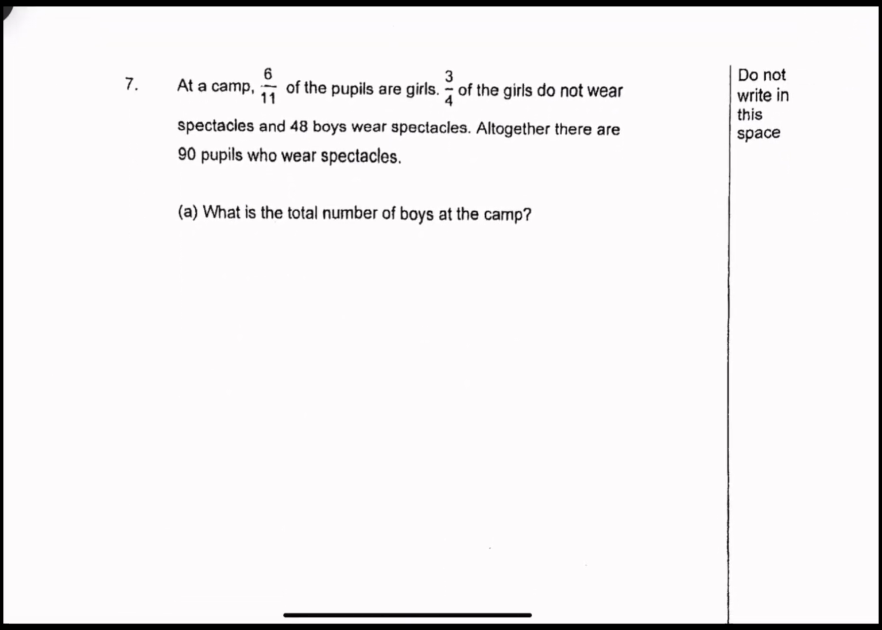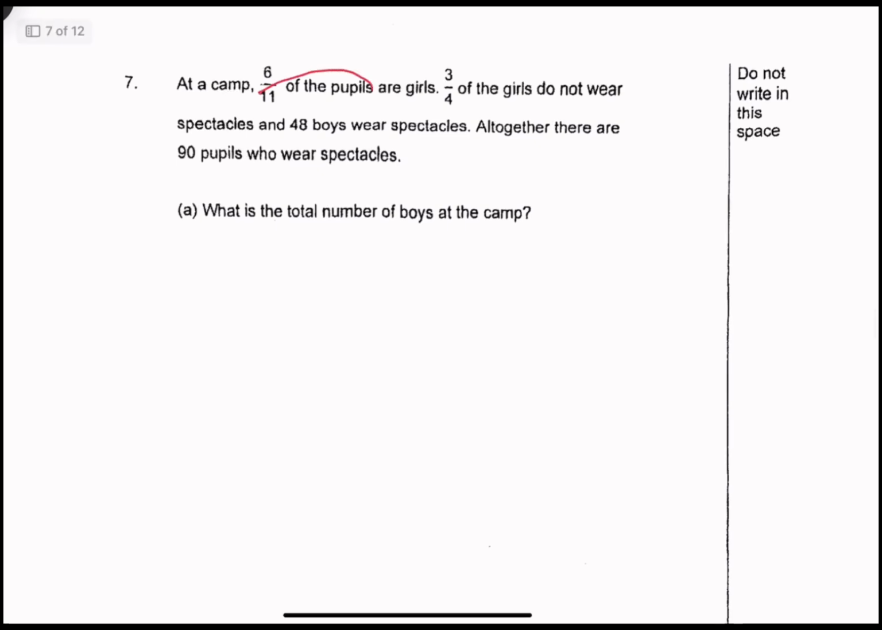Fractions. At a camp, 6/11 of the pupils are girls. So easily telling you that in this statement, there's 11 units of pupils, 6 of the units belong to the girls, and the opposite are boys, which is the 5. So see, the number hidden is 5 units. Okay, so let's split this up nicely first.